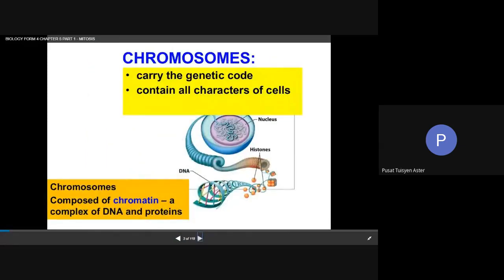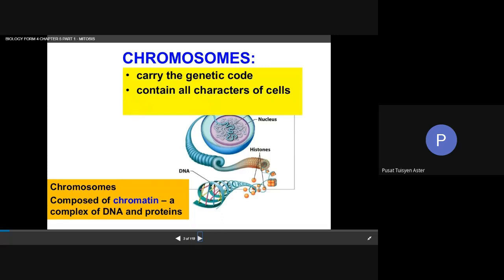Okay, so now chromosomes. Chromosomes carry the genetic code containing all characters of the cells, right? Chromosomes are composed of chromatin, a complex of DNA and proteins. So you can take a lot of notes. Okay, you have to draw a lot in this topic. What you need to understand is genetic code to DNA. So our cell can carry this DNA. Inside the DNA, we have chromosomes, right? So they carry the genetic codes. It has all the characters of the cell. They're a blueprint of life.